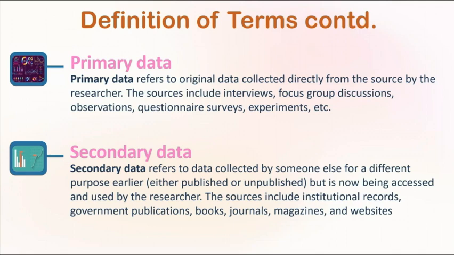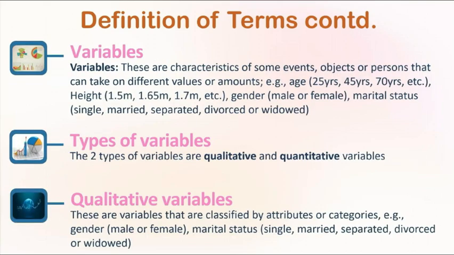Another key term to be defined is secondary data. Secondary data refers to data collected by someone else for a different purpose earlier, either published or unpublished, but is now being accessed and used by the researcher. The sources include institutional records, government publications, books, journals, magazines, and websites.